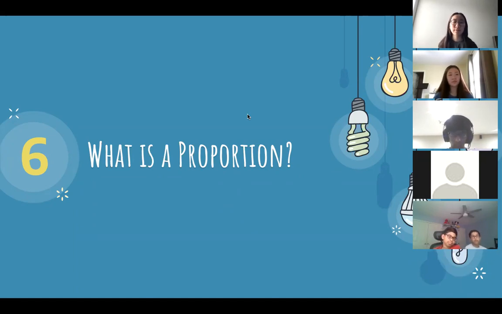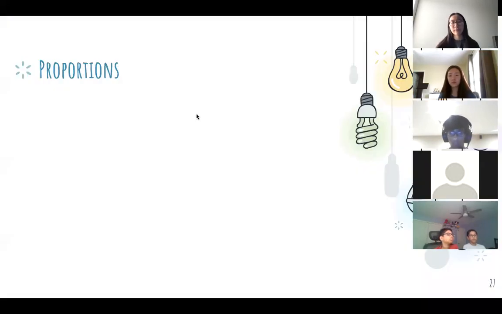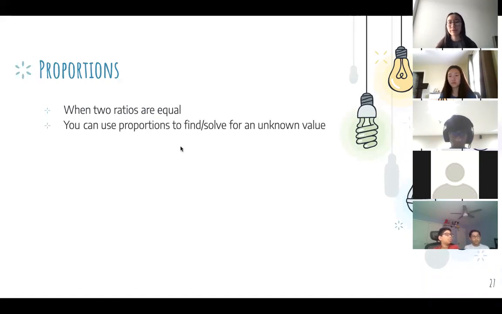As you can see in the example that Charles gave, that's something you could use cross multiplication to solve. Cross multiplication is really big in solving proportions. But let's give an actual definition. A proportion is when two ratios are equal. This lets you solve for an unknown value in one of the ratios.